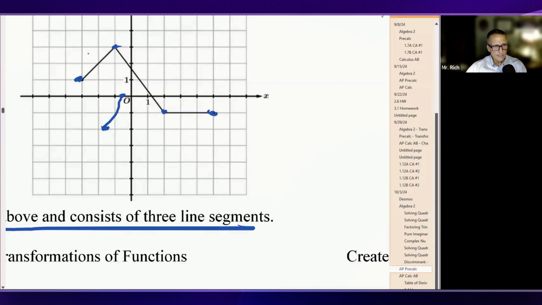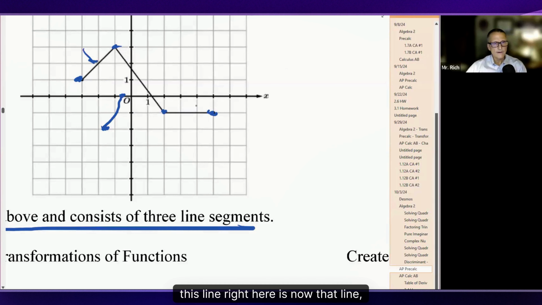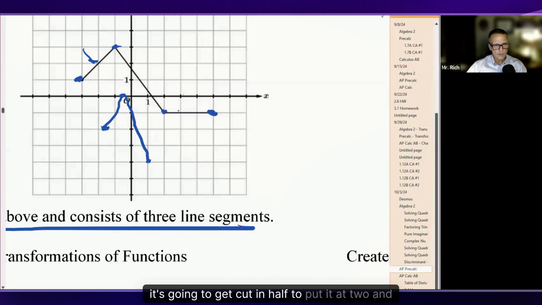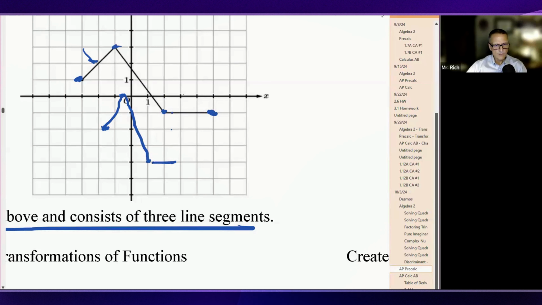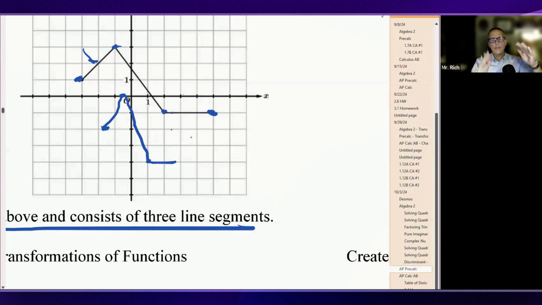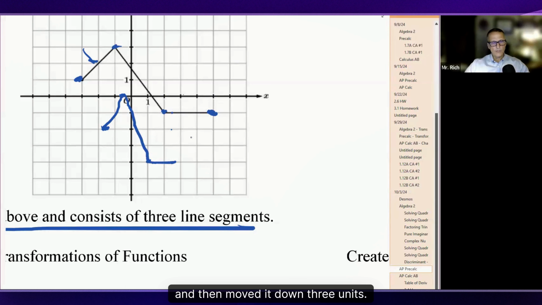So this line right here is now that line. This point will get compressed to be half as far from the y-axis and then down 1, 2, 3. So that line now is right there. This point, which is at 1, 2, 3, 4, 5, it's going to get cut in half to put it at 2.5, and then down 1, 2, 3. Okay, so I took that function right there, compressed it to be half as far from the y-axis or half as wide, and then moved it down 3 units.